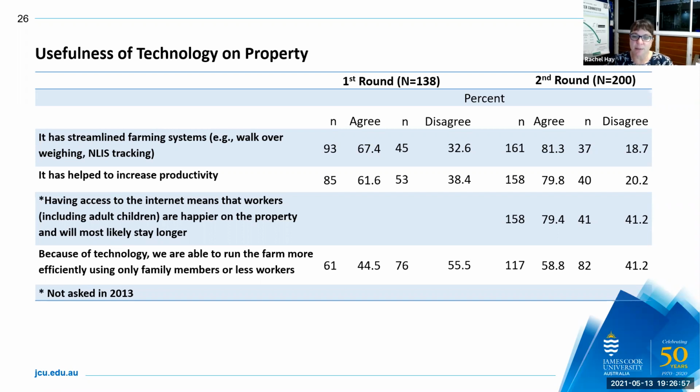79% in the second round of data collection said that having internet access on the property means that workers, including adult children, were happier on the property and meant that they would likely stay longer or return to the property. And again, this links in nicely to the wellbeing data that is the second part of this study, that says that farms that have high connectivity are more attractive to farmers, to workers and children than obviously properties that don't.